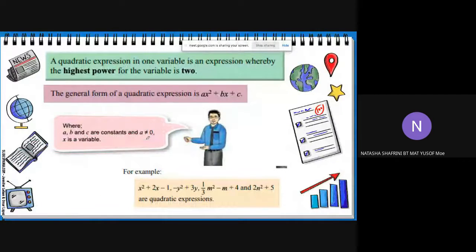Okay, next. A quadratic expression in one variable is an expression whereby the highest power of the variable is 2. Tadi dah. The general form of quadratic expression is ax square plus bx plus c. A, B and C are constant and A is not equal to 0. Kenapa A tak boleh 0? Why A cannot be 0? X is a variable. Siapa boleh bagi tahu reason kenapa A cannot be 0?